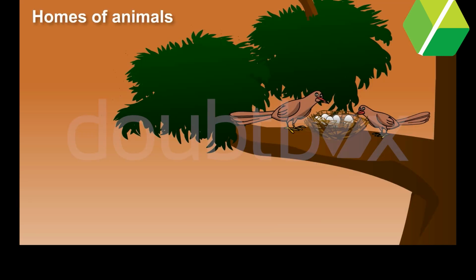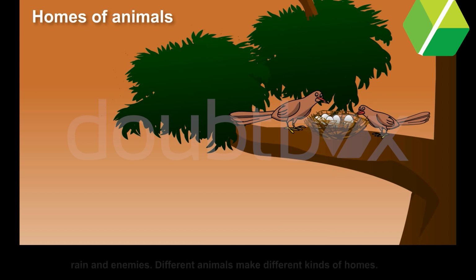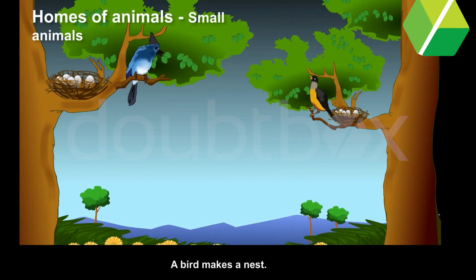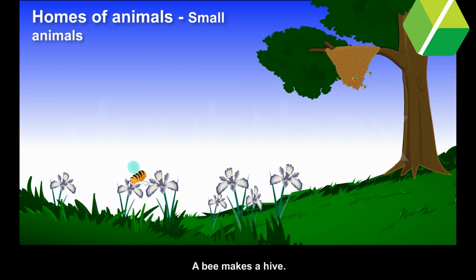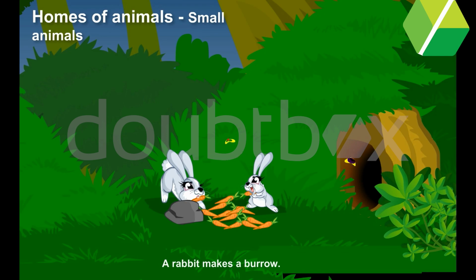Homes of animals. Animals need homes to protect themselves from heat, cold, rain, and enemies. Different animals make different kinds of homes. Small animals. A bird makes a nest. A bee makes a hive. A rabbit makes a burrow.